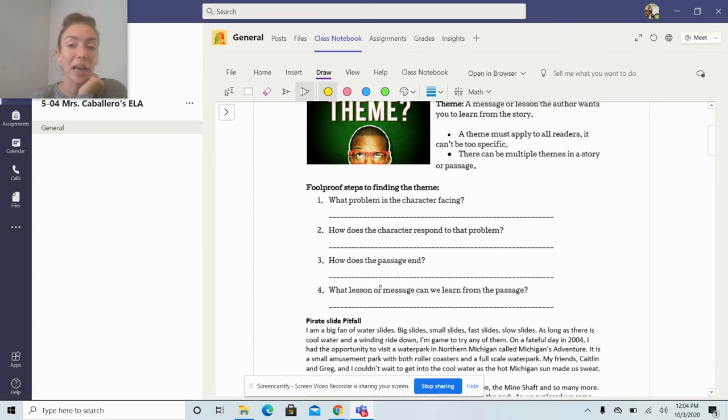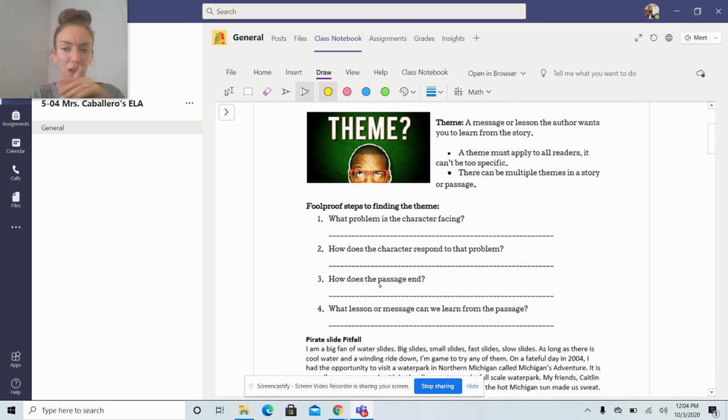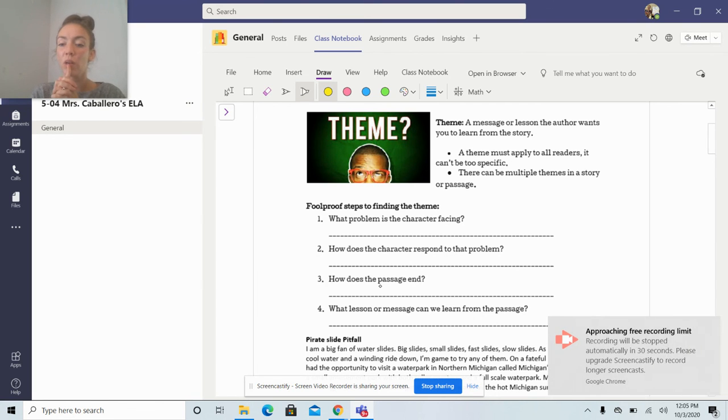As you type it in the chat, I want you to be thinking, a theme has to apply to everyone, not just the characters in the story. And it has to be broad, okay? It has to be something that we could apply to all walks of life. You should be able to apply this theme at the grocery store, in your home, at school. Think to yourself, what lesson do you think our character learned? Put it in the chat. Do not send until I say theme.